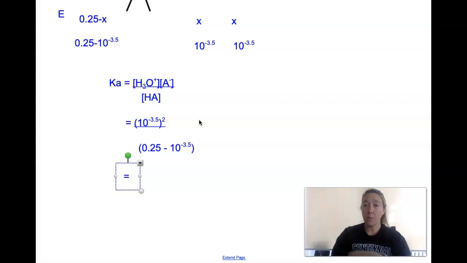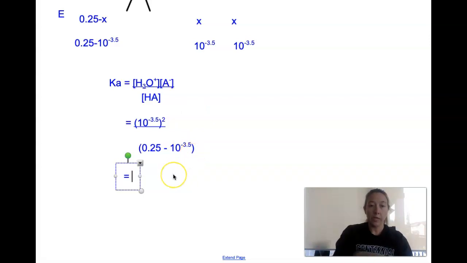You don't have to do it that way. You can definitely enter 10 to the negative 3.5 each time if you want. I guess I'm lazy and I don't want to enter it a million times, so I just enter it once so that I can use the answer button, because in my mind, that's easier.